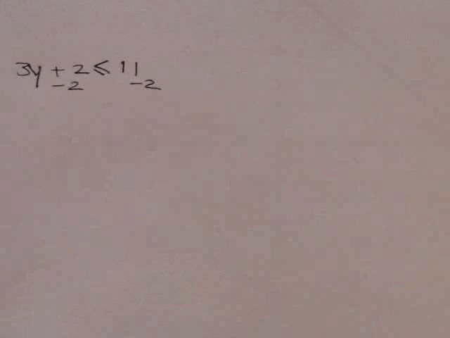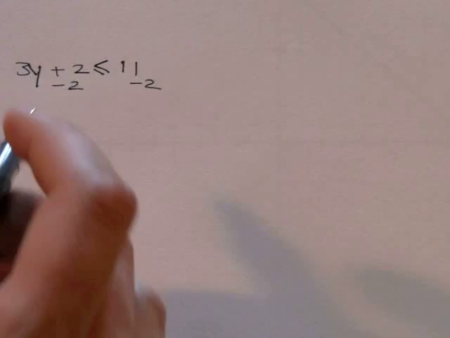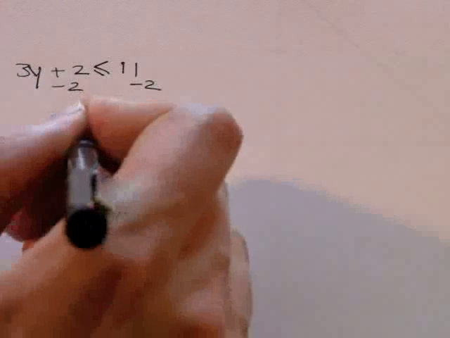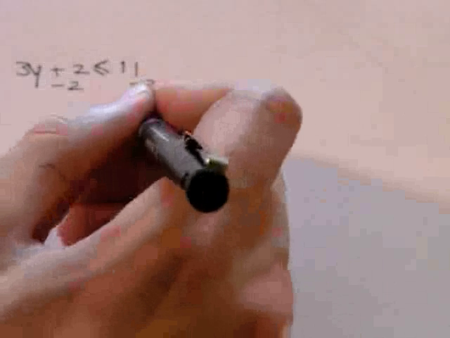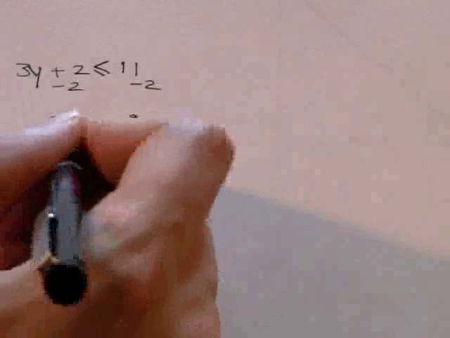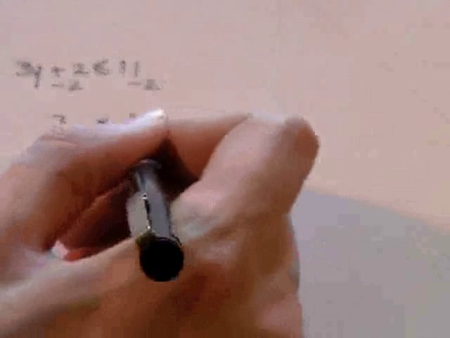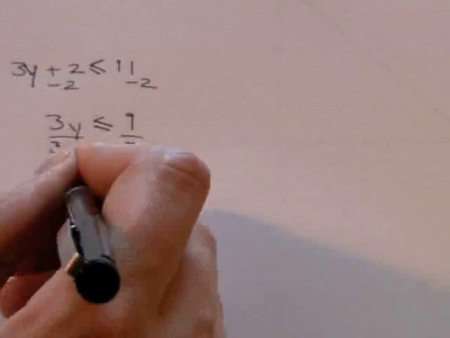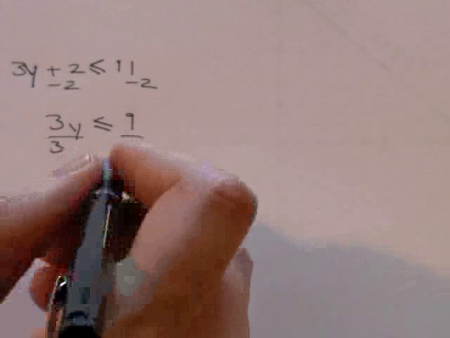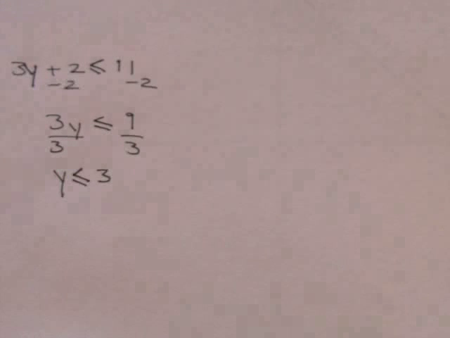Now rewrite it with the 2 canceled out. So it's 3y less than or equal to 9. Now you can divide each side by 3. And that simplifies to simply y is less than or equal to 3.